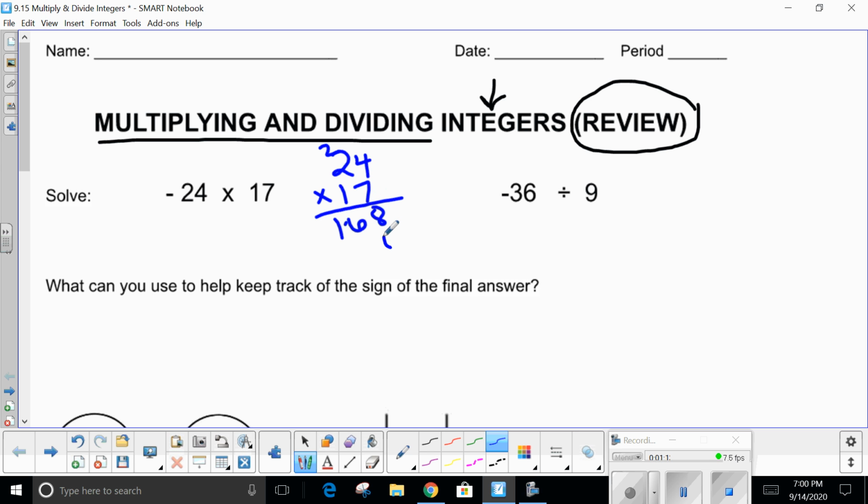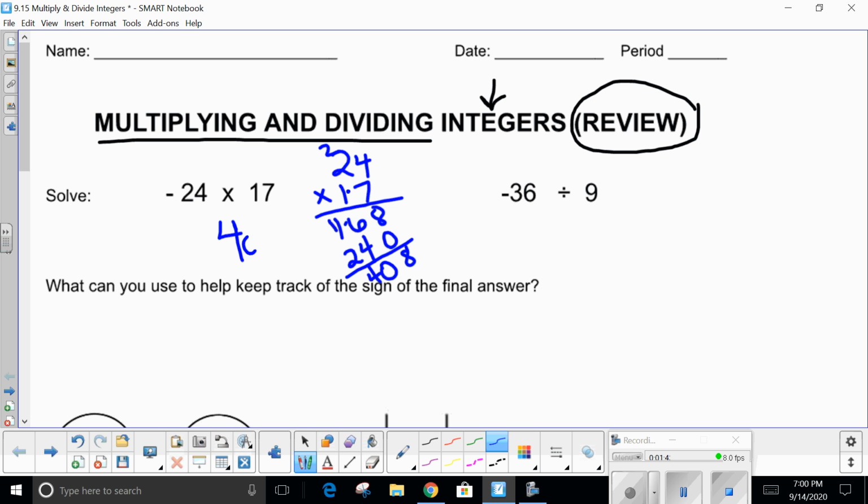Then we put a placeholder here, because now I'm moving over to the tens place value. So I want to push this number over one place value. So 1 times 4 is 4, and 1 times 2 is 2. So we have 8. 6 plus 4 is 10. Carry the 1, and that gives me 408.